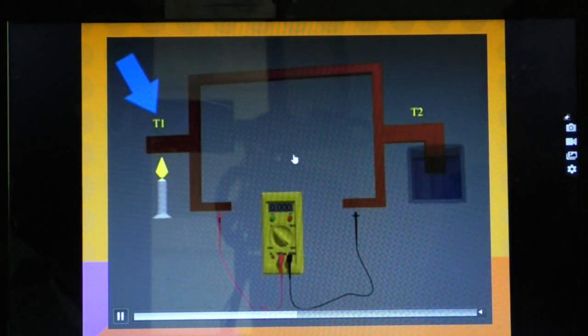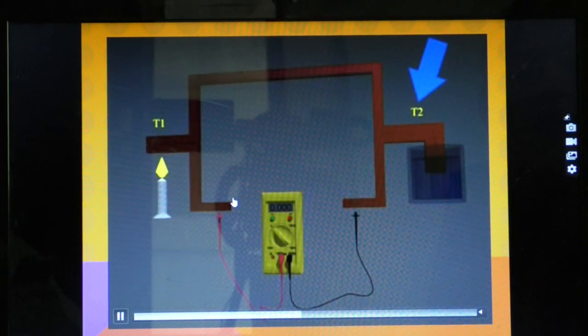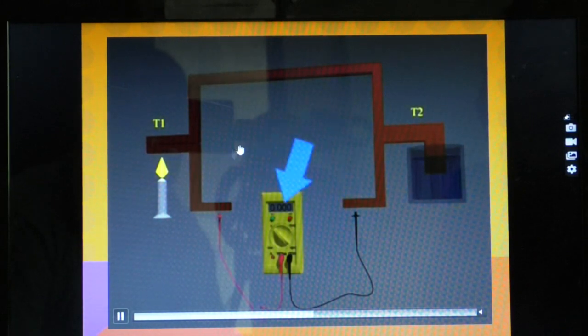So you can see here T1 and T2. Even though we have two junctions, they are not dissimilar. These are similar metals, not dissimilar, so they produce no electric current.